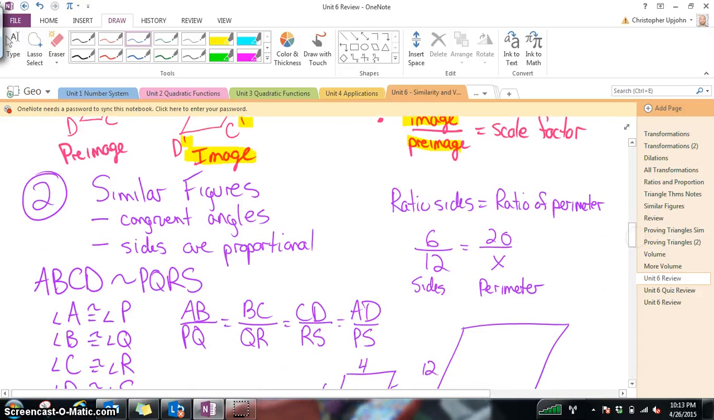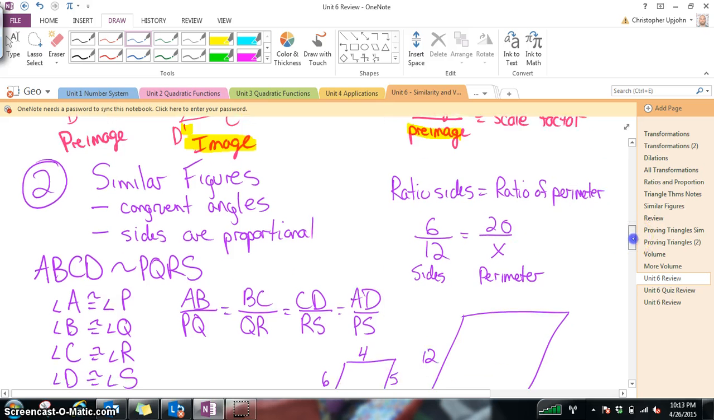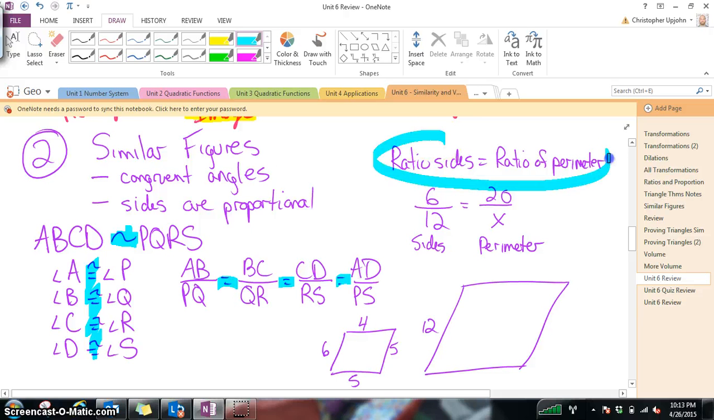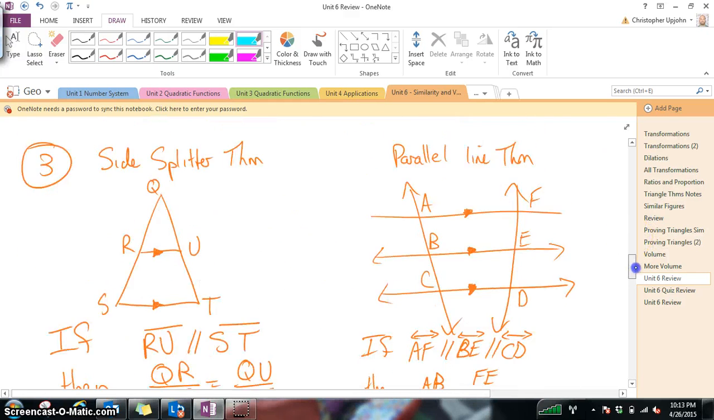Similar figures, congruent angles. Sides are proportional. Notice I did not say sides are equal. I did not say angles are similar. The only things that are similar are the actual figures. Everywhere else, we have congruent angles. We have equal ratios of our sides as long as they line up. And the ratio of the sides is the same as the ratio of the perimeter. Because all you're doing is adding up sides, so it has to be the same ratio.